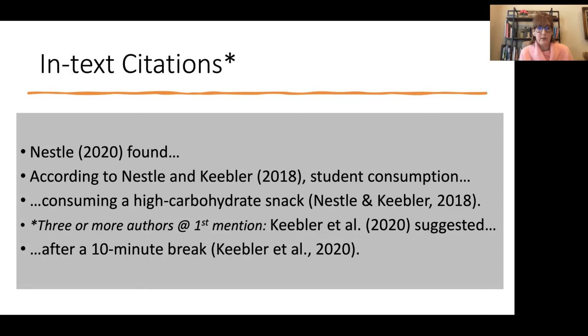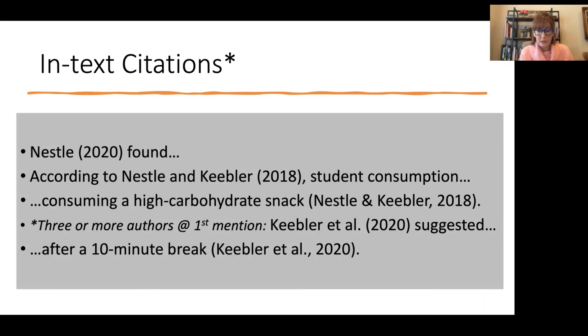Like, for example, it would be Nestle, Keebler, Ghirardelli, Walmart, Kroger, I don't know, whatever, and then it would say 2018. It would have to be all of those the first time, and then you could just say Nestle et al. But now they've changed it. If you have 3 or more authors at first mention, you can do that et al., and the reader can refer to the reference page to find out who is involved in the et al.